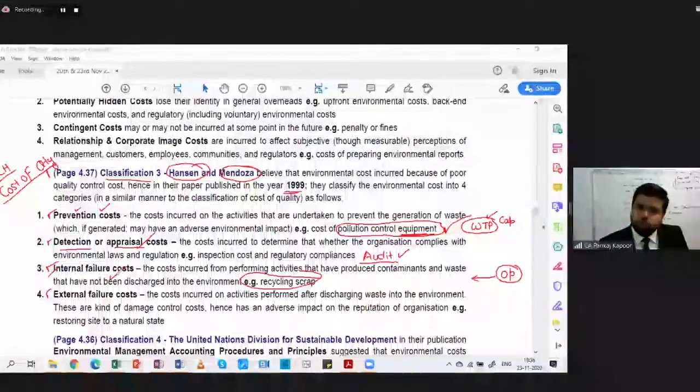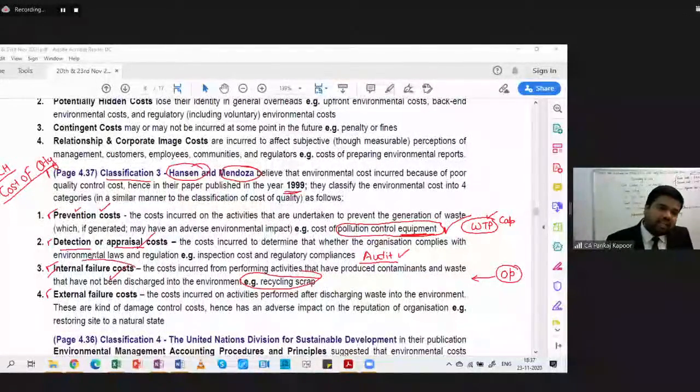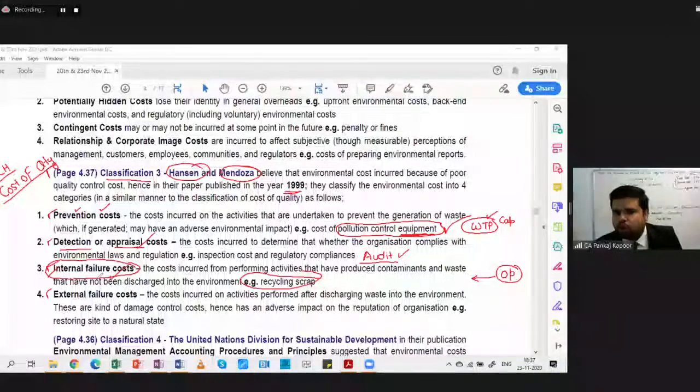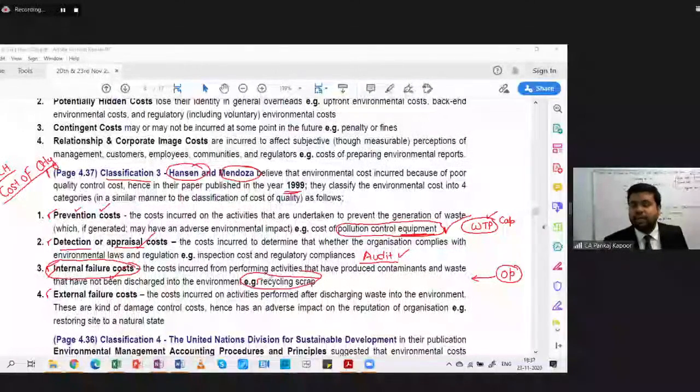It means pollution is there, but it is in the control of the organization. If the organization wishes, then within its boundary, it can control the pollution or retreat the waste or the water. So the cost of recycling the scrap, using it again, will be considered as internal failure cost. Further, external failure cost. This is the worst situation. Now you can't do anything.